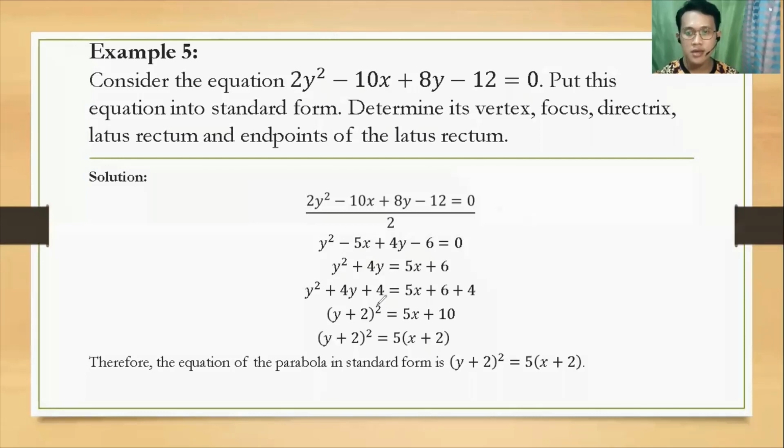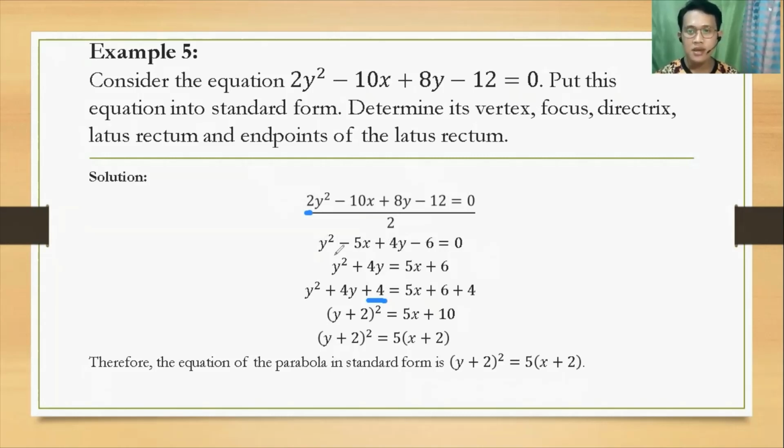Completing the square is located here. You can only proceed with completing the square when your leading coefficient is 1. Since our first term has a leading coefficient of 2, you need to divide the whole equation by 2. So you are going to get 1 as the leading coefficient. 2y² divided by 2 is y². Negative 10x divided by 2 is negative 5x. 8y divided by 2 is 4y. Negative 12 divided by 2 is negative 6. And then equal to 0.